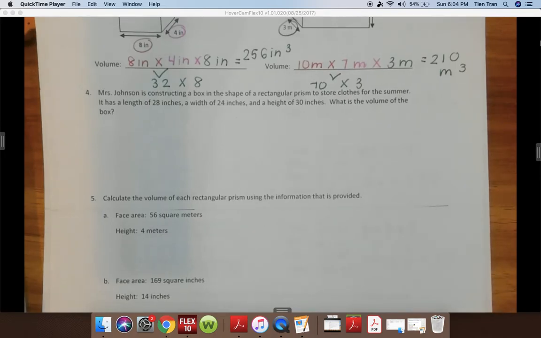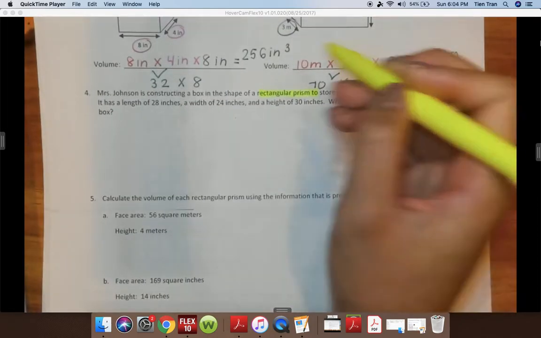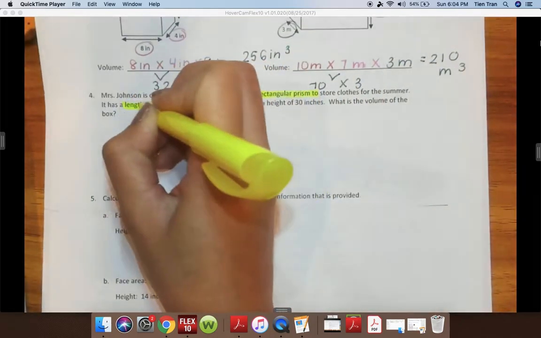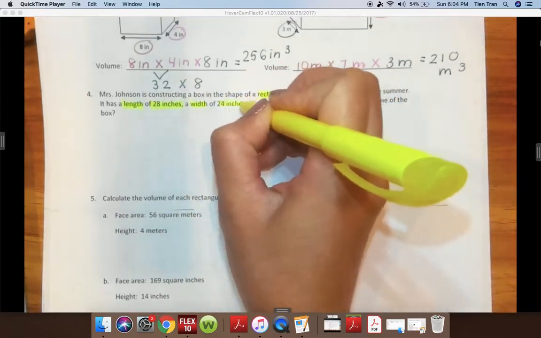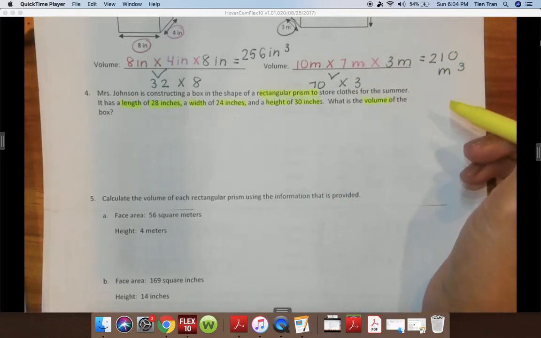Now, problem 4. Mrs. Johnson is constructing a box in the shape of a rectangular prism to store clothes for the summer. It has a length of 28 inches, a width of 24 inches, and a height of 30 inches. What is the volume of the box?